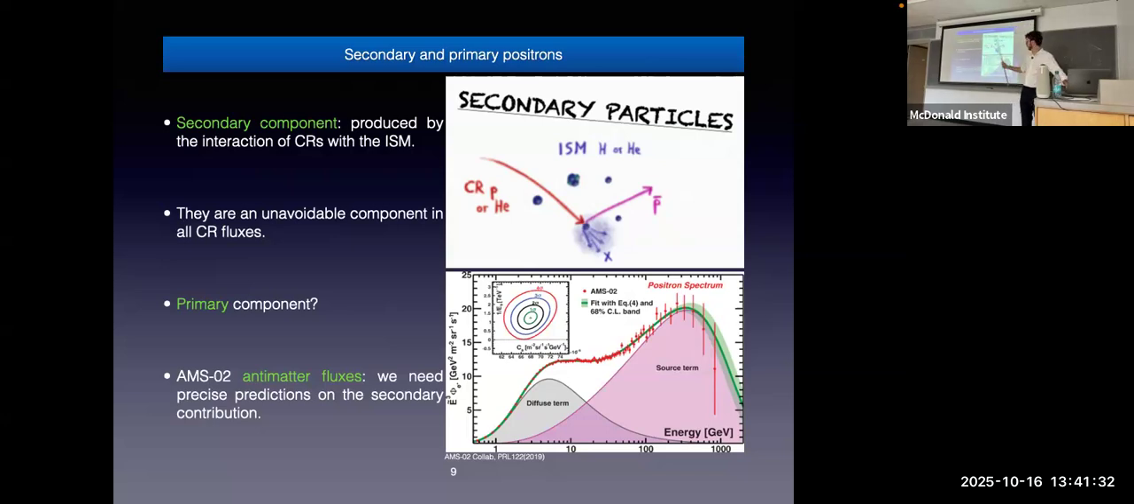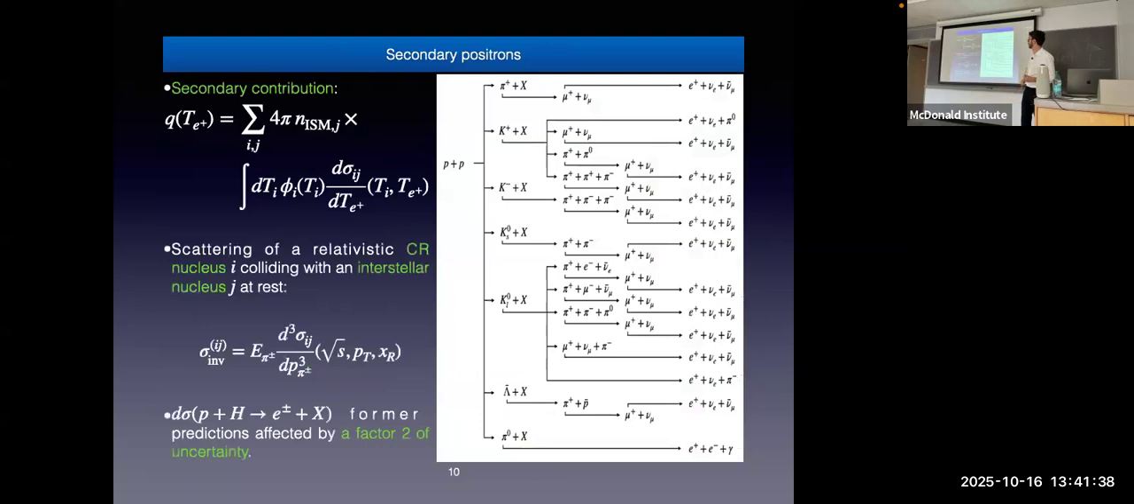So let's start from the secondary particles, because we need to have a precise prediction of the secondary component of positrons. And to do that, we need to model how many of them are produced in an interaction. So this is the source term for a secondary contribution of positrons that enters our propagation equation that I showed you earlier. And you can find several terms. There is the density of the interstellar medium, which is your target. You have a flux of the cosmic rays that impact on this target. And then you have this quantity, which is the production cross-section of positrons from an interaction of a cosmic ray particle with a particle of the ISM.